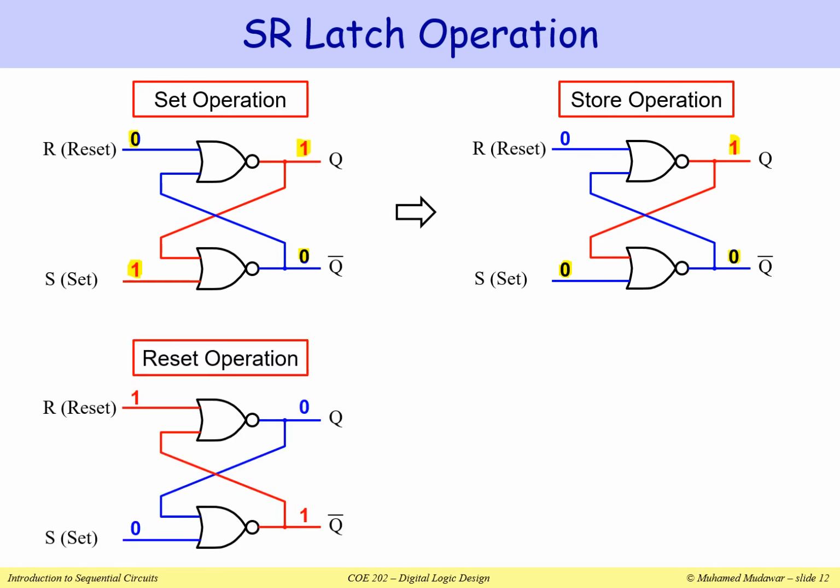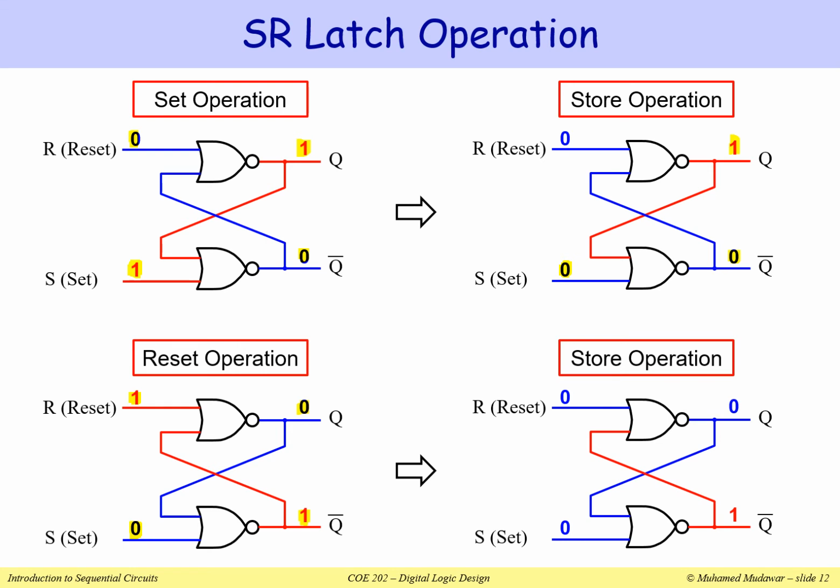Now suppose I would like to reset. If I would like to reset, then R must be equal to 1 and the S input must be equal to 0. Because we have NOR gates, when R is equal to 1, the output of the first NOR gate, which is Q, will become 0. Now, because Q equals 0 and S is equal to 0, Q bar will be equal to 1. Here, because Q equals 0 and Q bar is equal to 1, this is my reset operation.